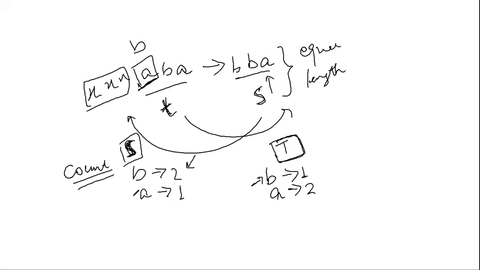Because those need to be changed, because first we need to count every character in S, and then scan T and then decrement the count of the same character. So every time it goes below 0. Yeah.